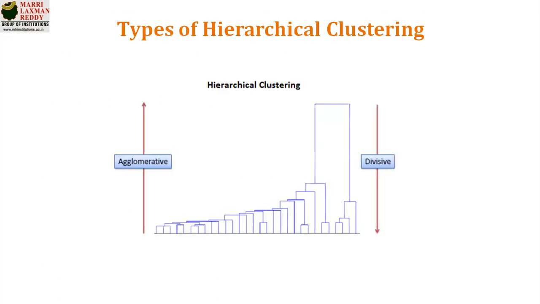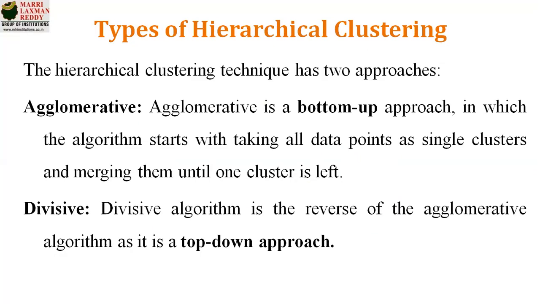This is a pictorial representation of the different types of hierarchical clustering. We can see there are two types, agglomerative and divisive. Agglomerative is also called AGNES, and divisive is called divisive analysis, or DIANA for short. Those are the abbreviations. As I already mentioned, the first type is agglomerative and the second is divisive.